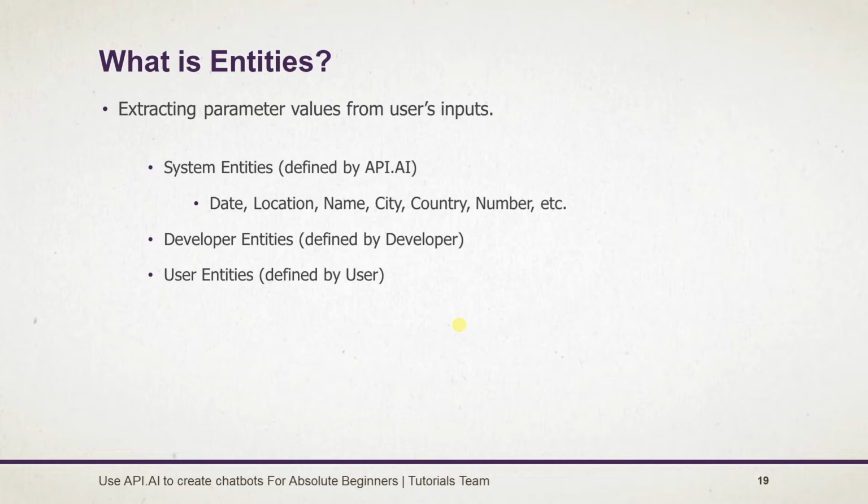Entities are used to extract the parameter values from the user's input. If we want to retrieve any data from the user's request, we must create the corresponding entity. There are three types of entities.